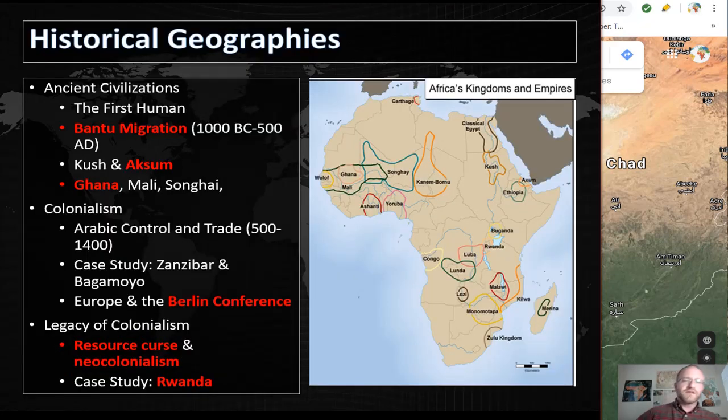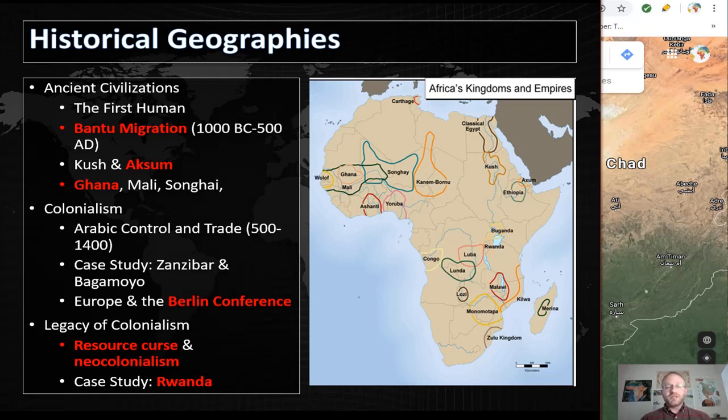Now, the physical environment of sub-Saharan Africa has played a major role in the development of historical societies and eventually European colonialism. Because of time, we're only going to be able to discuss the major points in historical development of this region. Now, anthropologists have been on extensive digs in East Africa and discovered that this may be the region where humans first developed.